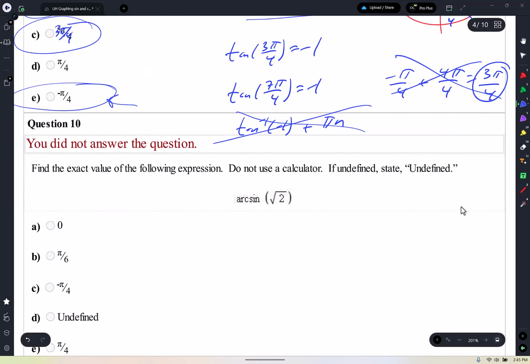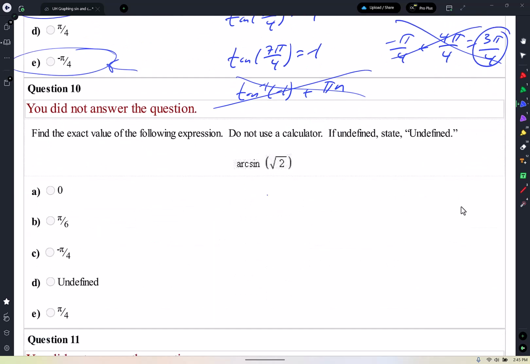Okay. Is it possible to get sine to be a square root of 2? No. Sine and cosine will always be a number between -1 and 1. It is not possible to have a magnitude larger than 1. So undefined. Cool or not cool, guys?